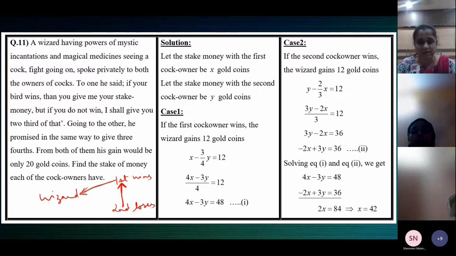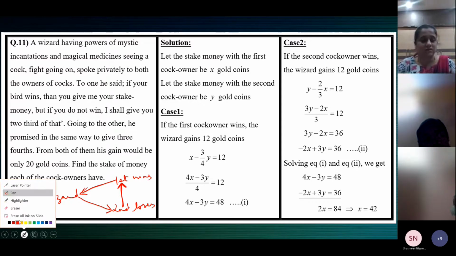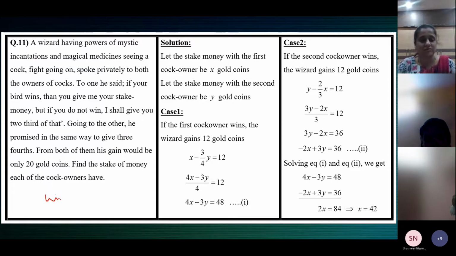Now the second one loses, right? This person will get money from the wizard. Now you'd have got something. So I'm doing the same thing again. Wizard, first and second. Wins, loses.